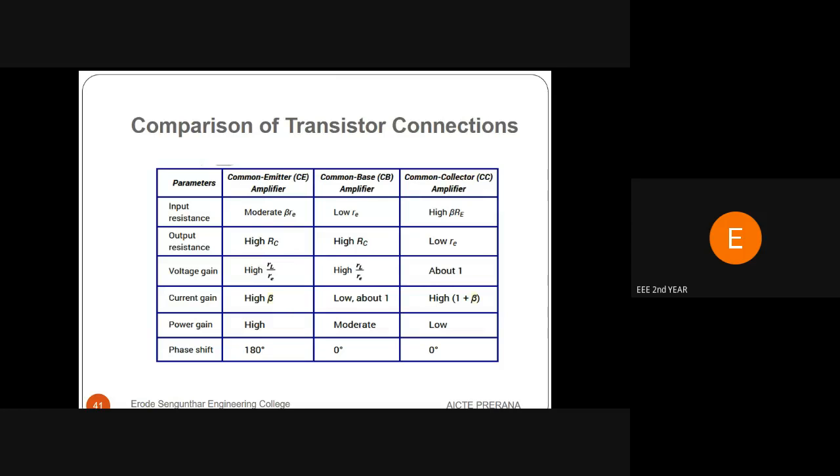So now let us conclude today's topic. Today we discussed transistor and transistor construction, working of transistor, mode of operation of transistor, configuration of transistor, input and output characteristics of different configuration, and comparison of the transistor configurations.